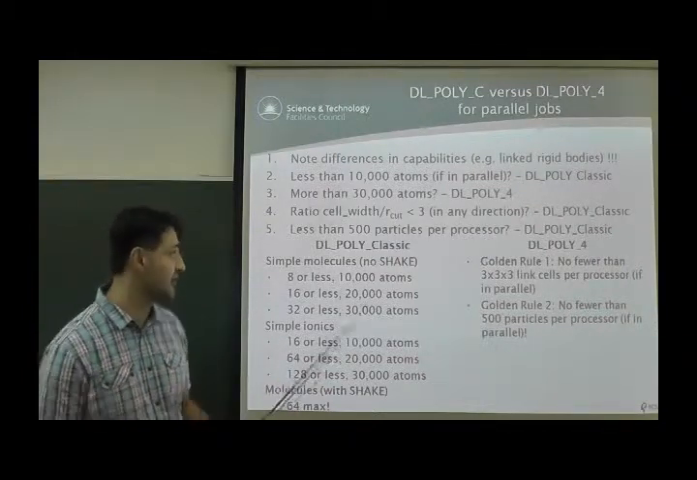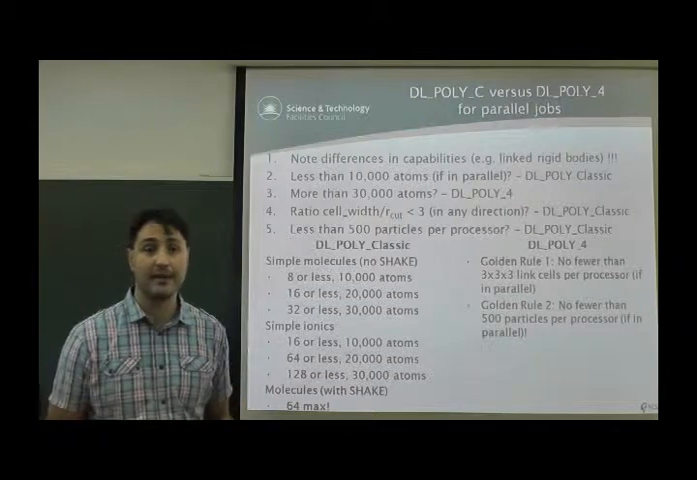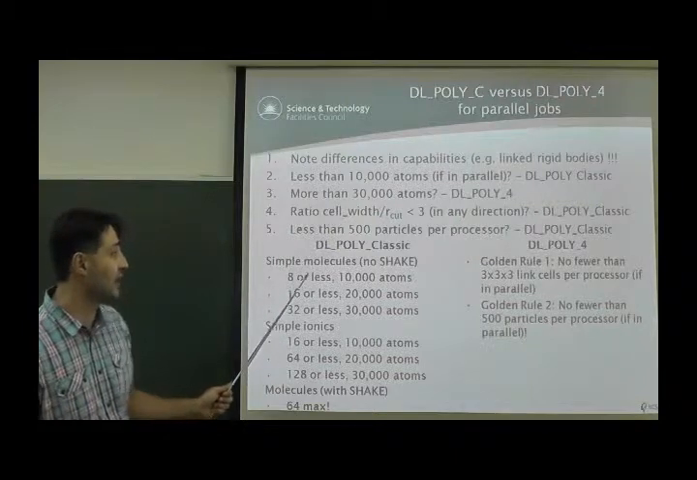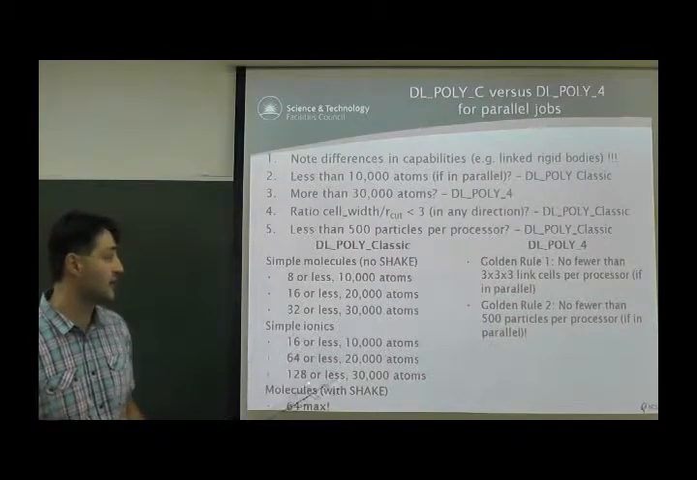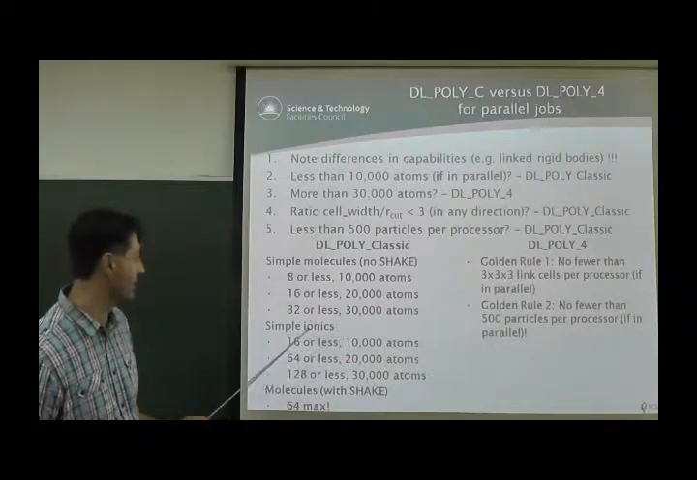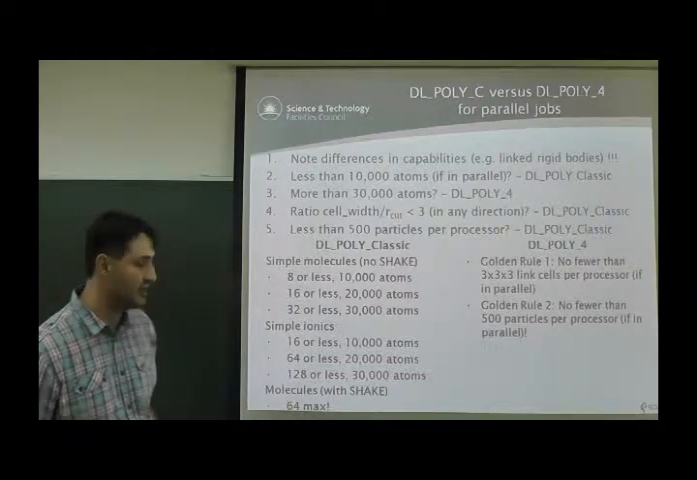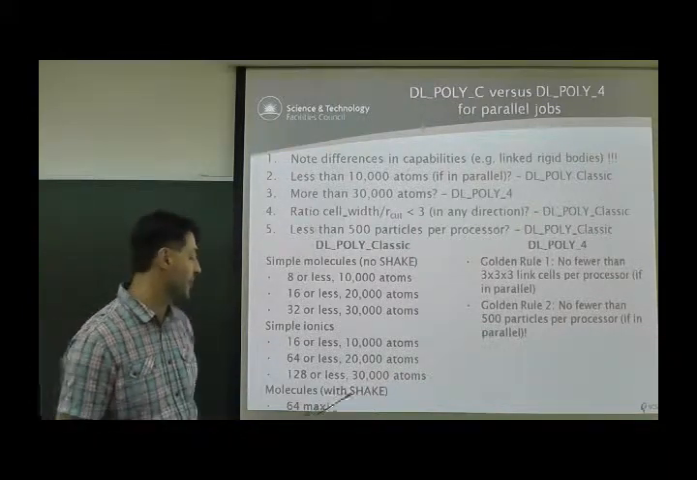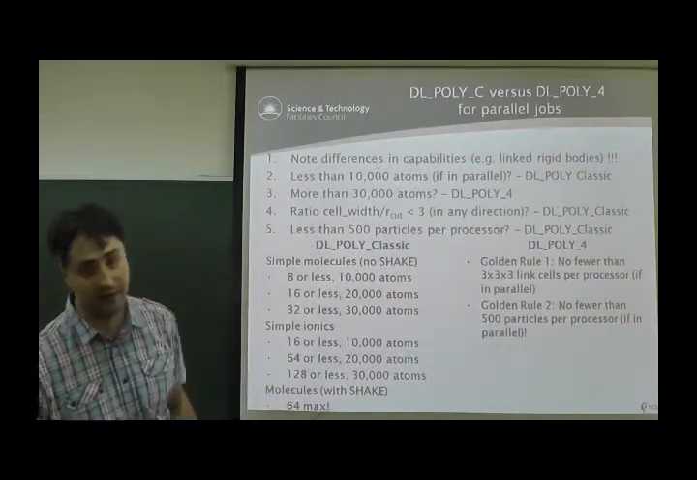So there are some rules of thumb for various systems for DL_POLY Classic. If you simulate simple molecules without constraint solvers, then you better use 8 or fewer processes for 10,000 atoms, 16 or fewer for 20,000 atoms, and so on. For simple ionic materials, this number can be doubled. And if you have SHAKE, you should never go beyond 64 processors. Communication becomes a dominant component, and you won't get very good performance from DL_POLY Classic.